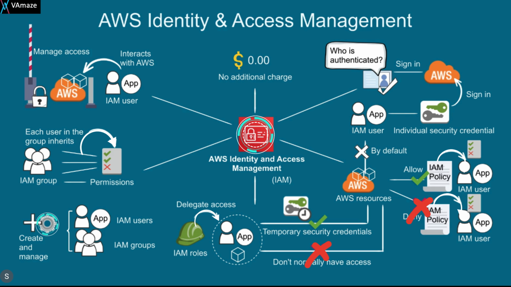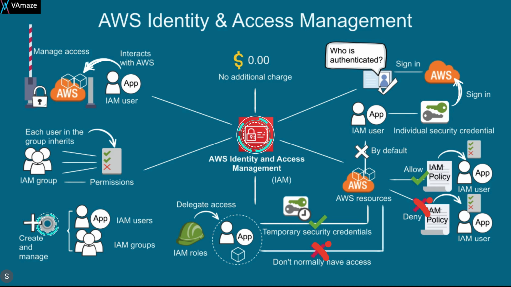IAM controls who is authenticated in order to sign into AWS. Each user is assigned an individual security credential. By default, IAM users cannot access any resources in your account until you give them permissions. You need to apply an IAM policy to grant permissions in order to allow and deny their access to AWS resources.